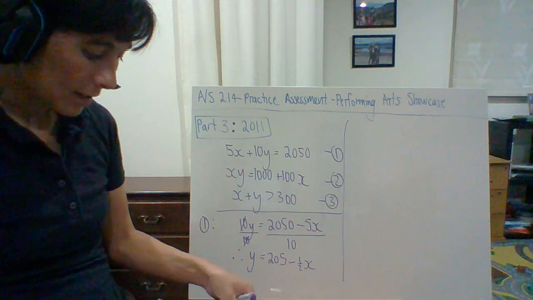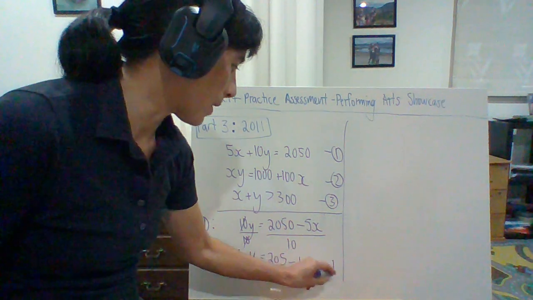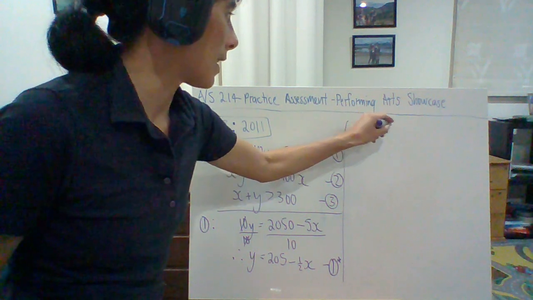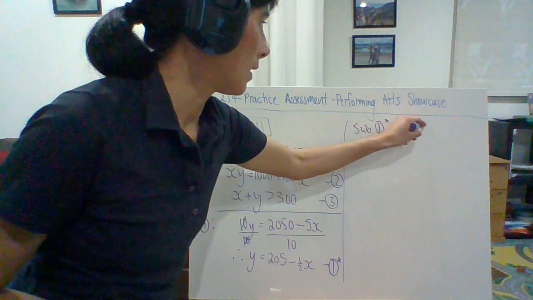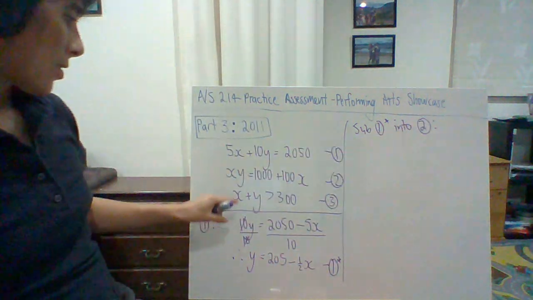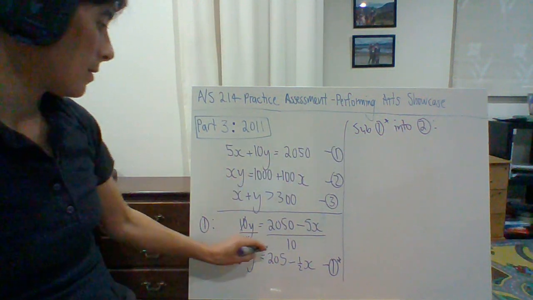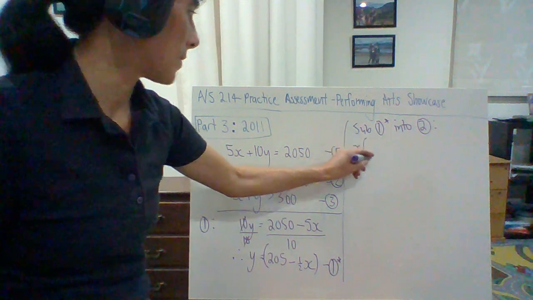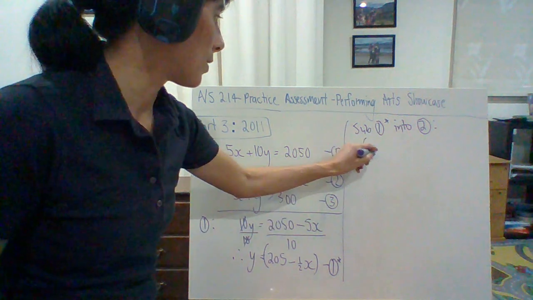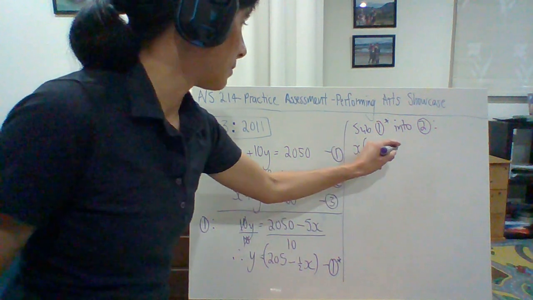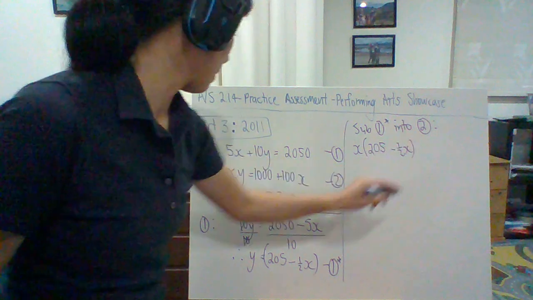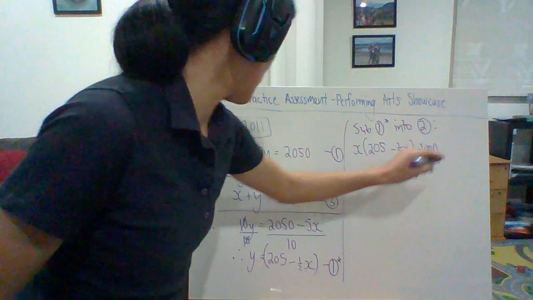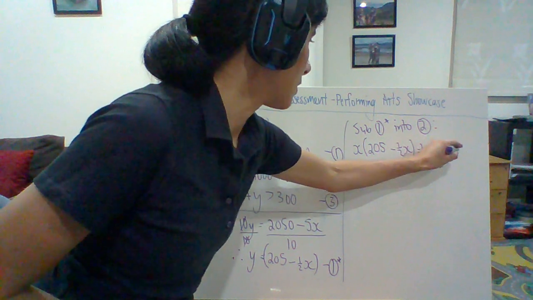At that point, I will look to substitute this equation, which I'll call 1 star. So I will substitute 1 star into equation 2. I'm going to be substituting into this position, putting brackets just to make sure I don't make any mistakes. So here we go. Instead of writing y, I'm writing 205 minus a half x, equals 1,000 plus 100x.